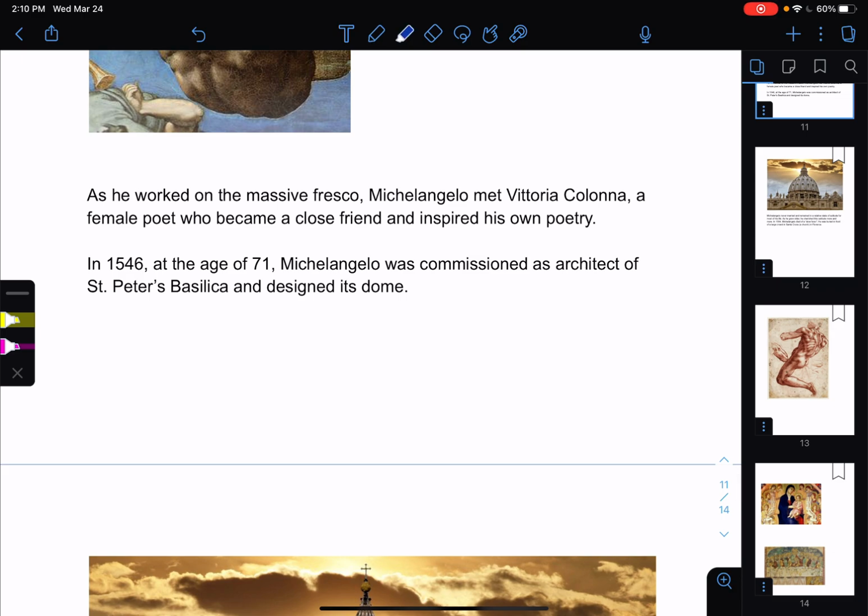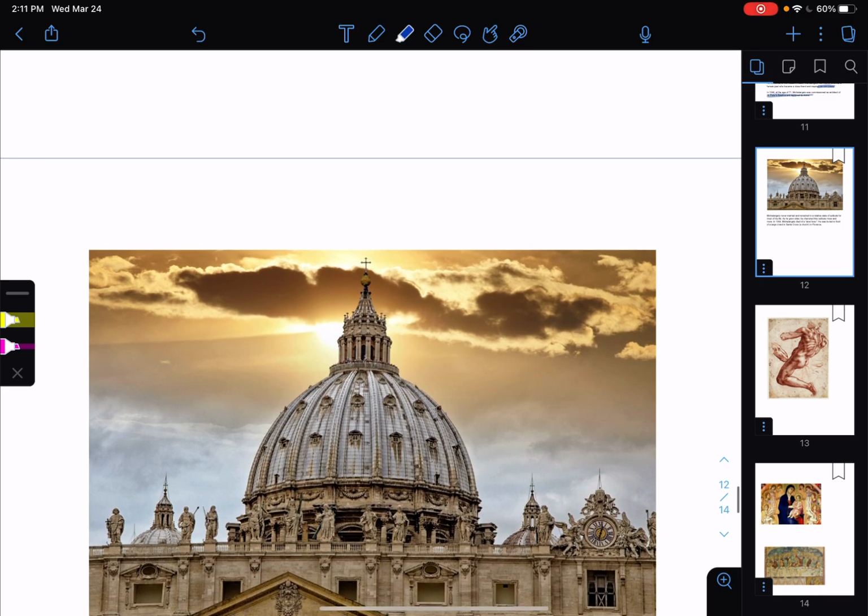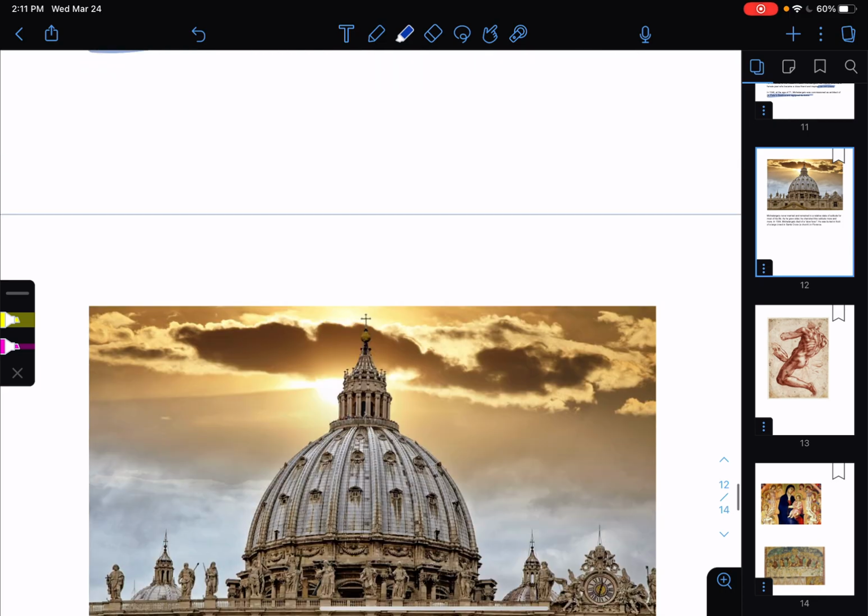Moving on. As he worked on the massive fresco, Michelangelo met Vittoria Colonna, a female poet who became a close friend and inspired his own poetry. So Michelangelo was also a poet. I was going to put one of his poems here, but I figured it would be too long. In 1546, at the age of 71, Michelangelo was commissioned as an architect of St. Peter's Basilica and Dome. So he even worked on this dome. He wasn't the only one, but he was one of the people that worked on it.